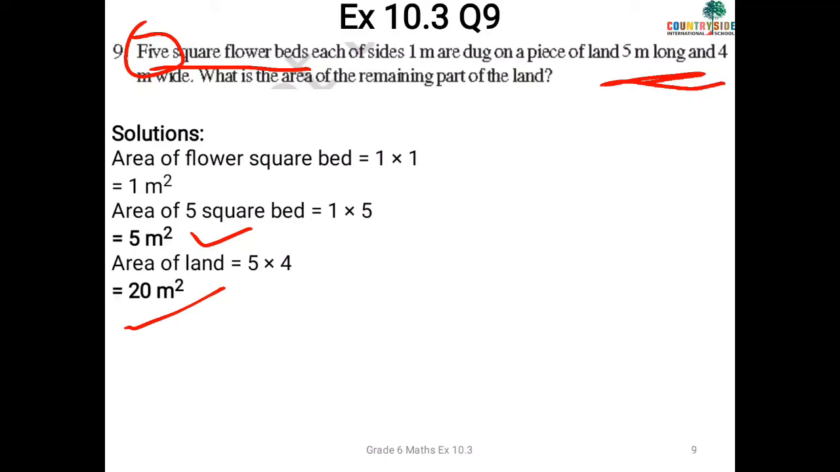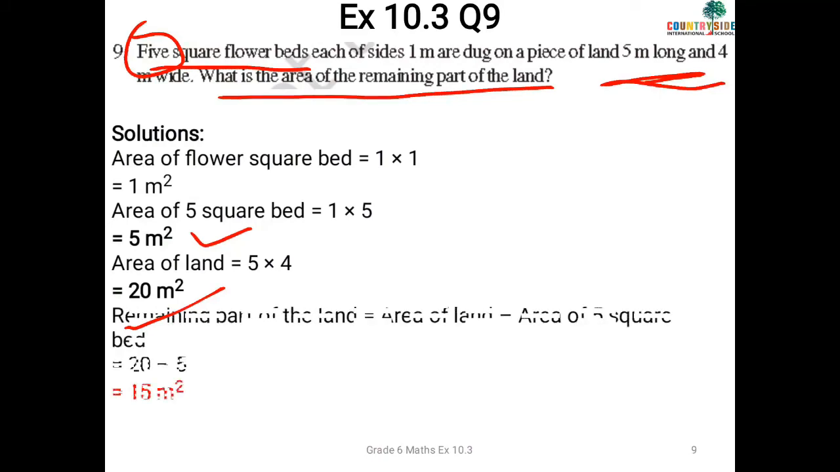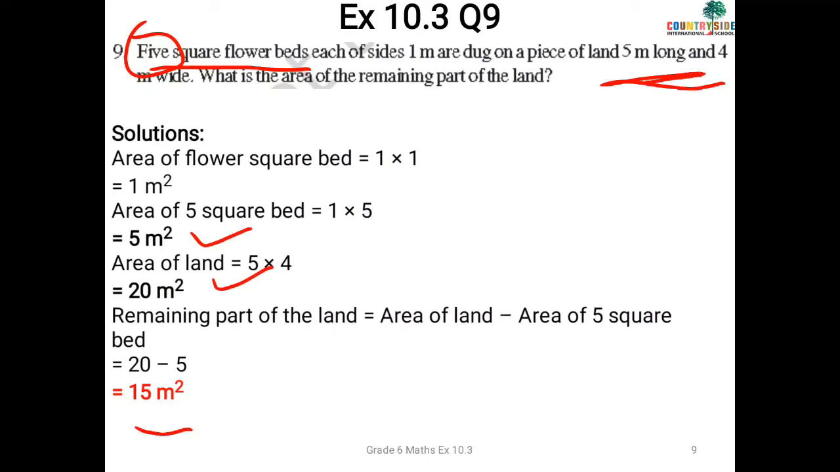Now they are asking for the area of the remaining part. So as we all know in mathematics, whenever it comes to the remaining part, it means you have to subtract. So see, remaining part of a land equals area of land minus area of 5 square beds. So simple, 20 minus 5, that is 15. Okay, so at the end you will write the remaining part of a land is 15 meter square.